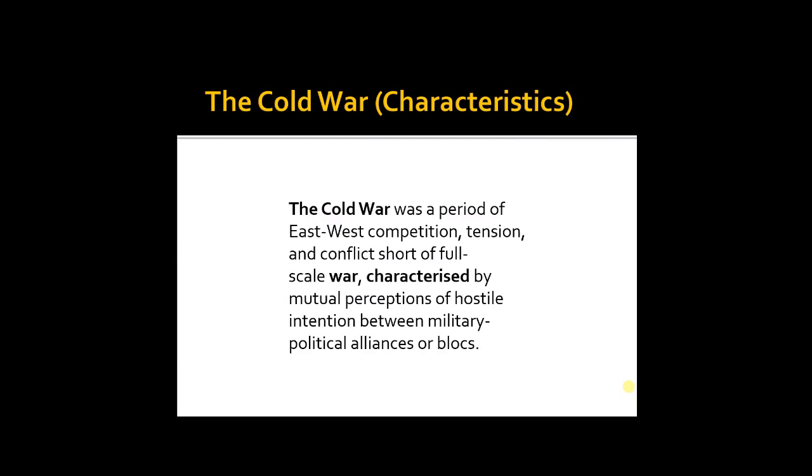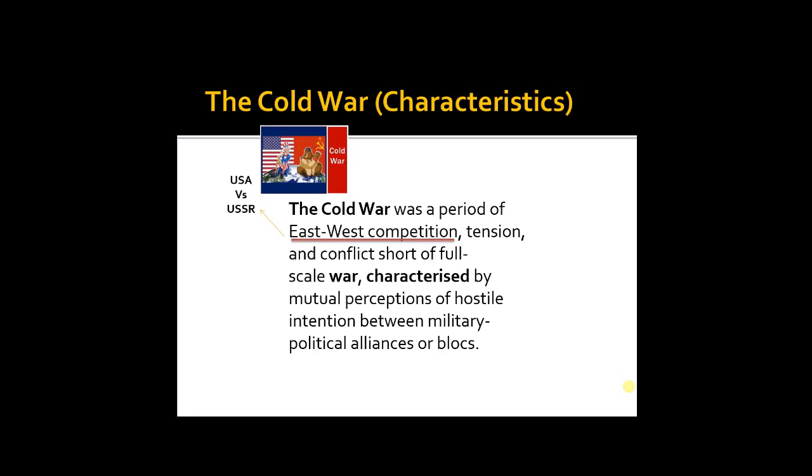Alright, so it's quite a wordy definition over here, but what we're going to do now is break this definition down into smaller chunks, and I'll explain these with various examples. Okay, so firstly, we look at East-West competition. What do we mean by East-West competition?